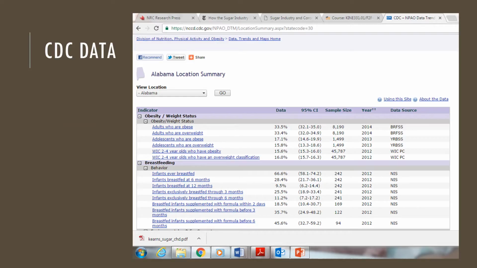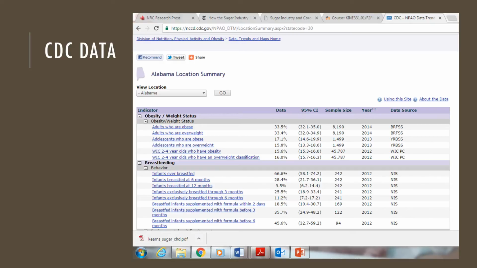overweight or obese category. So the Centers for Disease Control is headquartered in Atlanta, and one of the things that they do is they keep track of all kinds of health information for the United States, and they do this by state as well. So I pulled this straight off of the CDC website, which is cdc.gov. And this is data for Alabama on the percentage of adults who are obese, who are overweight, and so forth.